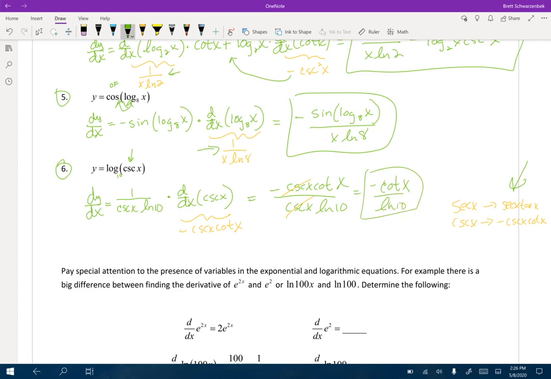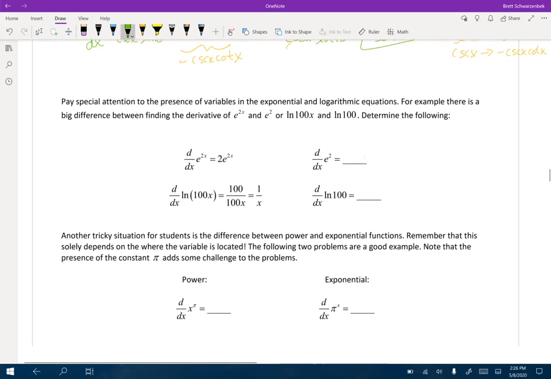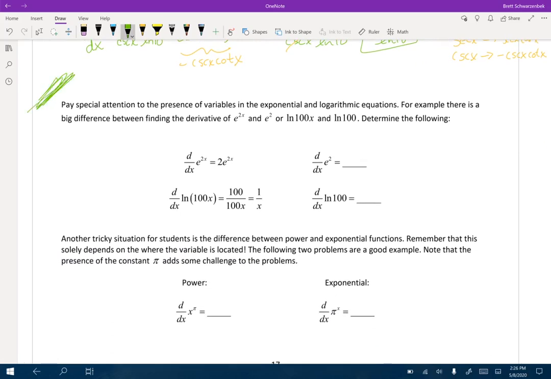Okay, so this next part here is actually kind of separated a little bit from the lesson in the standpoint that it's more of a be on the lookout type section. I'm going to read. It says, pay special attention to the presence of variables in the exponential and log equations. Okay, variables. So for example, in exponential, there's a variable. We know the derivative of e to the 2x is 2e to the 2x.